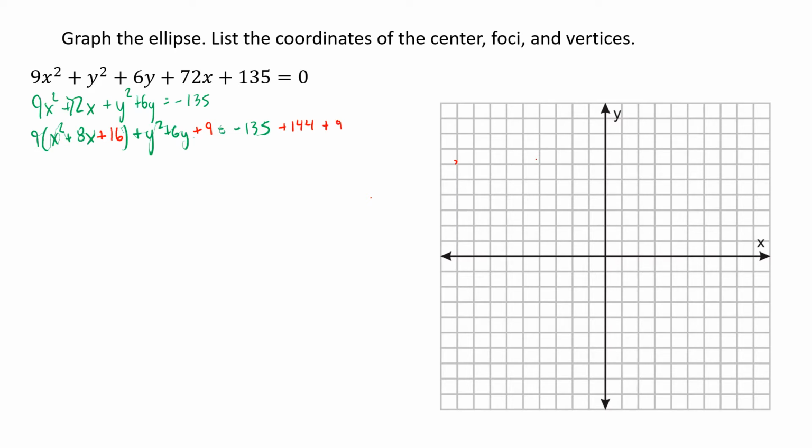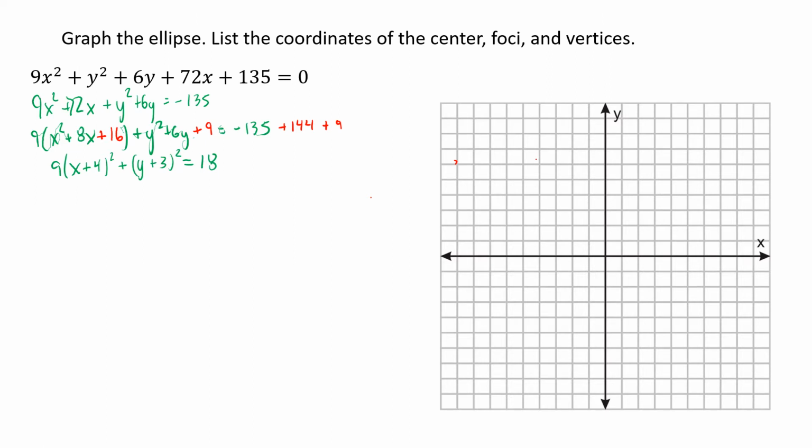Okay, so we're going to clean this up a little bit. We've got 9 times x plus 4 quantity squared plus y plus 3 quantity squared. And that's going to equal, let's see, what is this? Negative 135 plus 144 is 9, I believe, right? Yeah, plus another 9 is 18. Okay. Well, it doesn't work out to a nice number, does it?